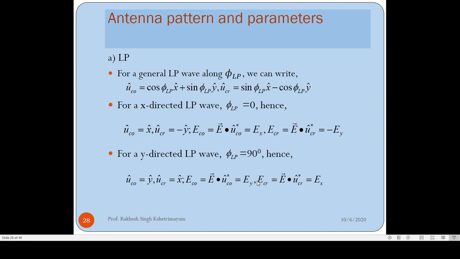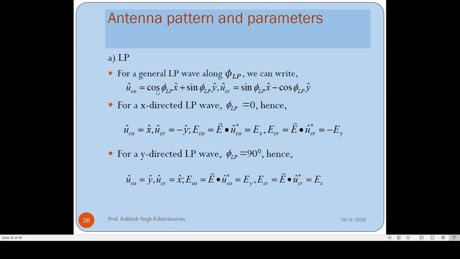It will be very clear from this simple example. For a linearly polarized wave along phi LP, the angle this linearly polarized wave makes with the x-axis is called phi LP. Let us assume a linearly polarized wave polarized along the phi LP direction. This is the angle the tip of the electric field makes with the x-axis. So you can write the co-component as cos phi LP x hat plus sin phi LP y hat. The cross component would be sin phi LP x hat minus cos phi LP y hat. Now when you do the dot product of these two, you will get 0.